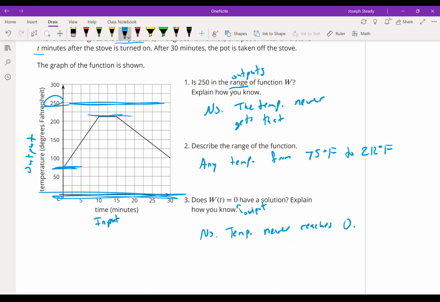Oh, and I realized I forgot a word up in problem 1. The temperature never gets that high. And there's all 3 problems from our cooldown.